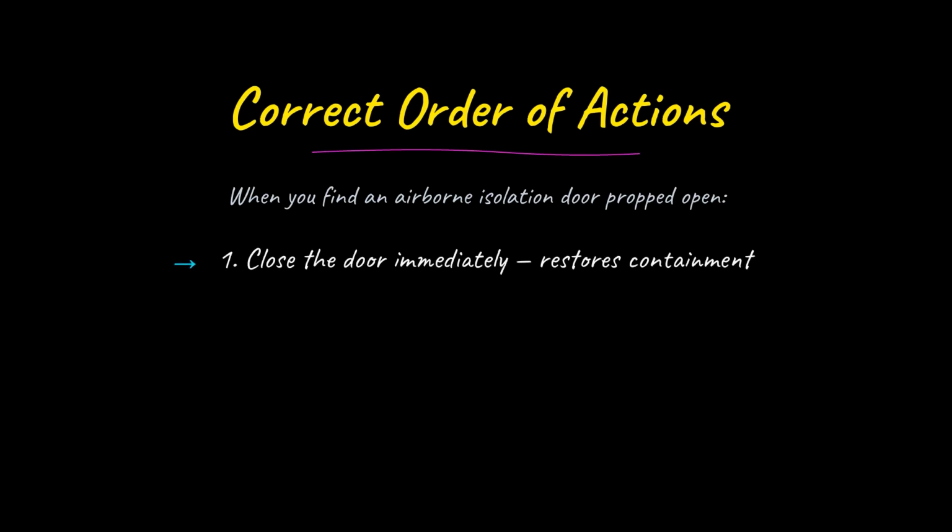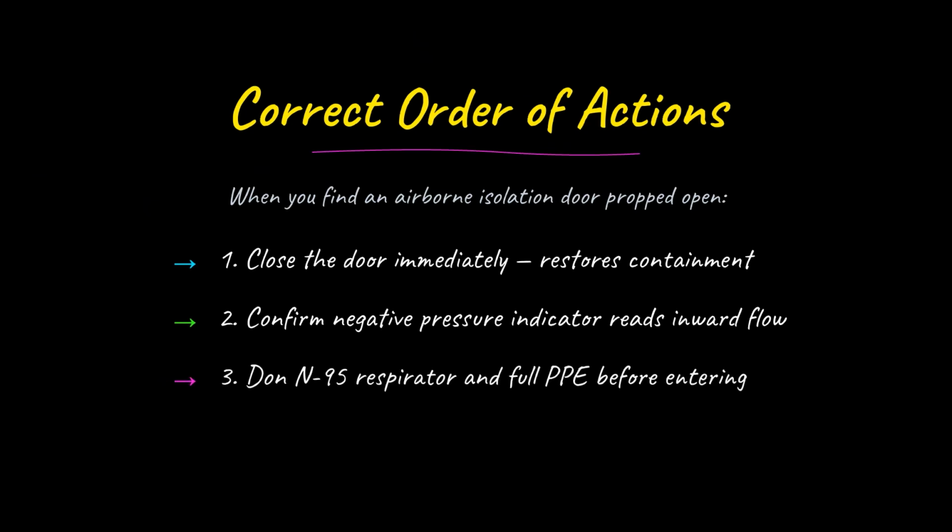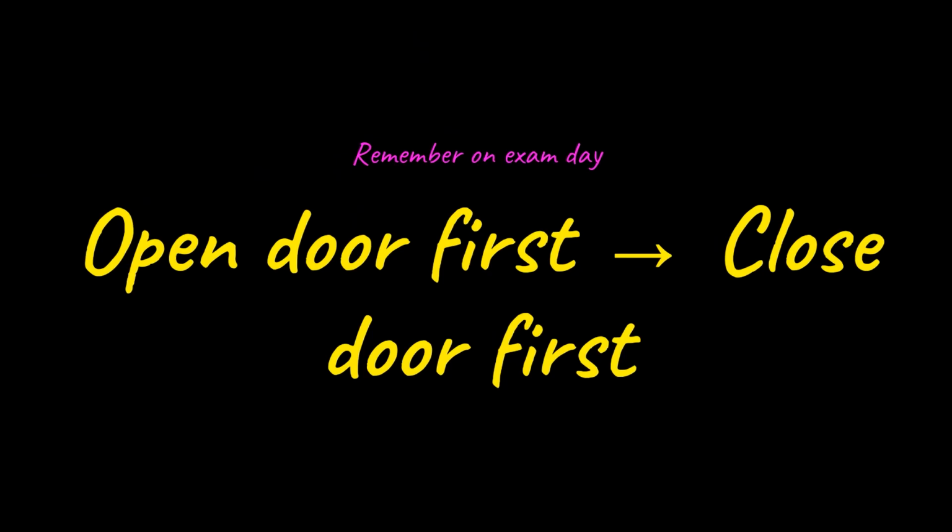Before donning PPE, before entering to assess the patient, before calling for help. None of those steps matter if the room is still venting airborne pathogen into the unit. Only after the door is shut and the pressure gradient is restored does everything else proceed. Whenever you see the words propped open, negative pressure room, or airborne precautions, the priority is always the same. Close the door first, then everything else follows.